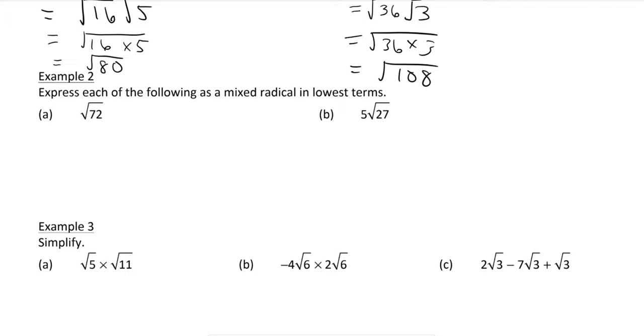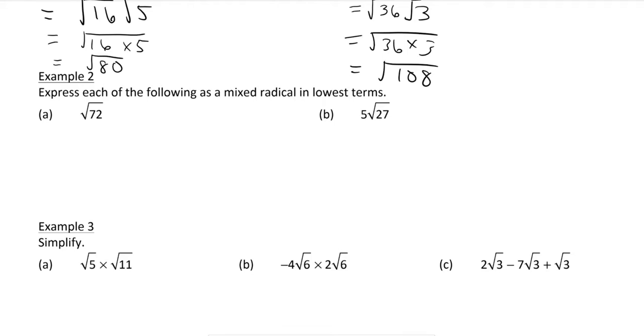Okay, so let's take a look at example 3, which tells us to express each of the following as a mixed radical in lowest terms. Okay, so the first example A, we see that we have an entire radical, and in part B, this is a mixed radical, but they just want us to maybe simplify it a little further. Okay, so let's start with part A and start from there.